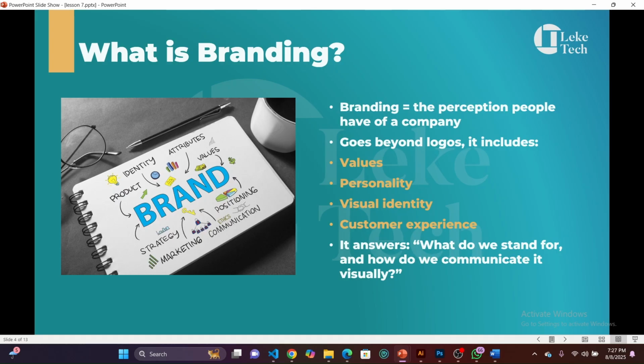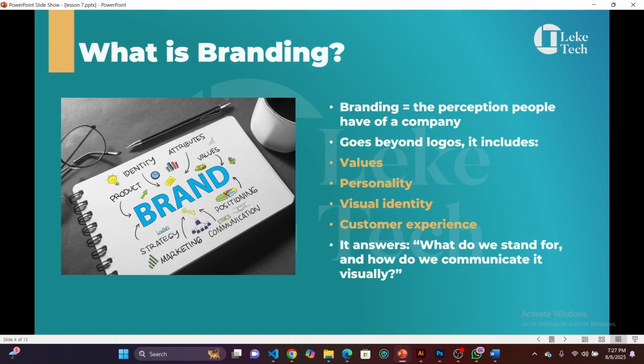All those things contribute to how people perceive you as a company. So as a designer, when you are designing a logo or a flyer for a business, it should be oriented to their branding.